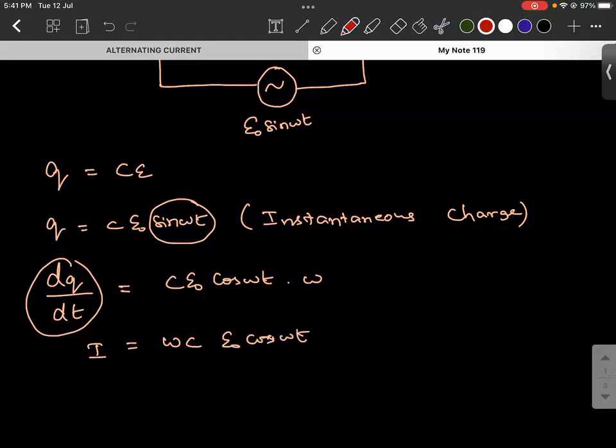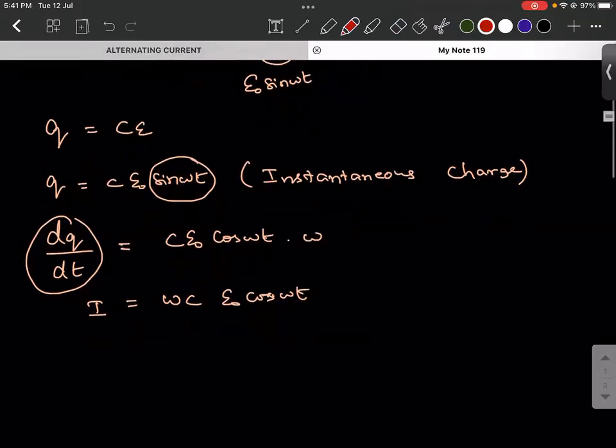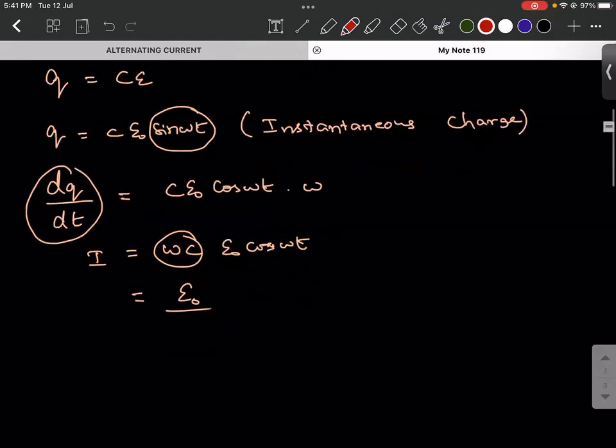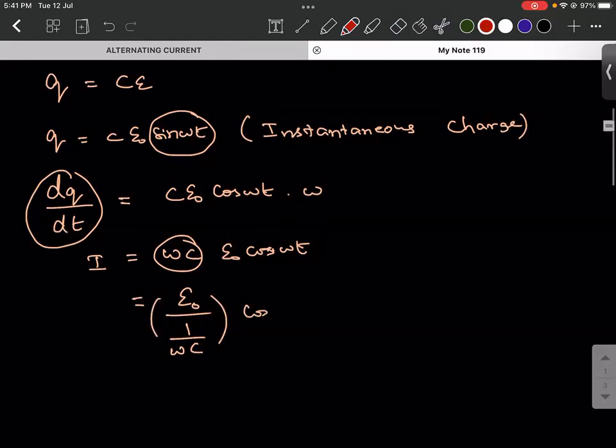Okay, so omega C into E naught into cos omega t. Is that right? Now this I can write as E naught divided by, can I bring this omega C down? If I bring it down, it will become 1 divided by omega C into cos of omega t. This is clear.